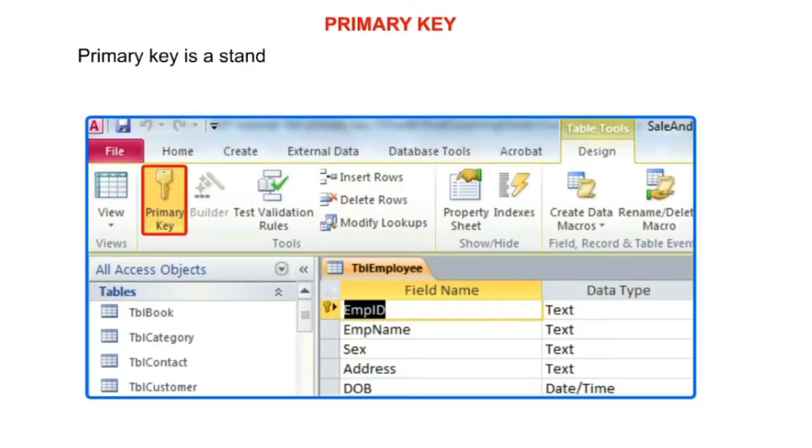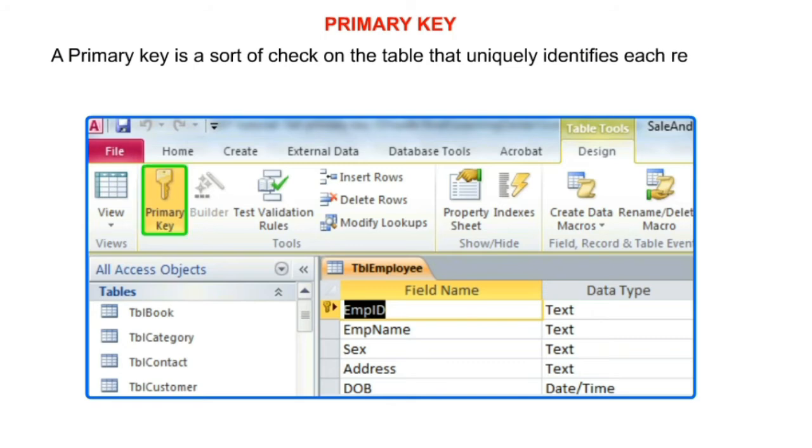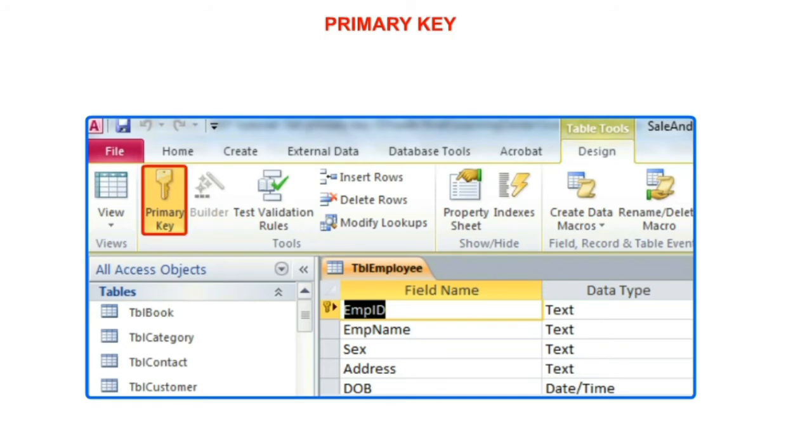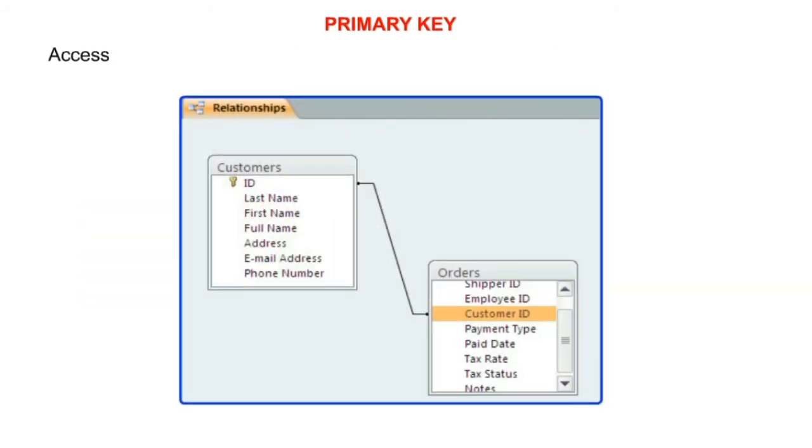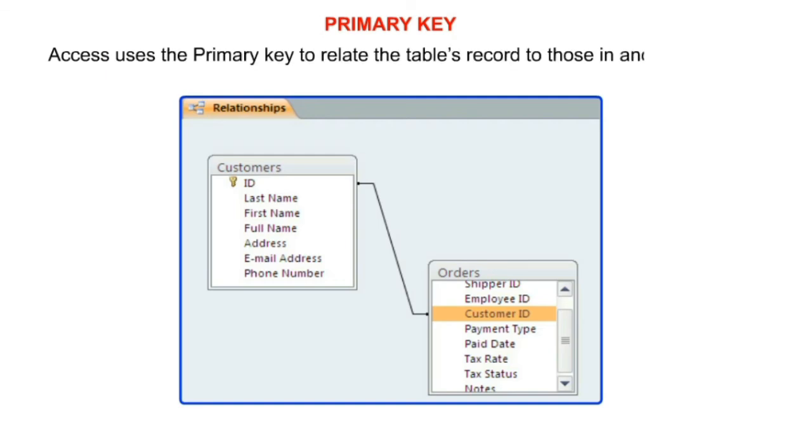Primary key. Primary key is a standard feature of every database management system. A primary key is a sort of check on the table that uniquely identifies each record in a table. A table can have only one primary key. The value in the primary key field is different for every record and thus helps in uniquely identifying the records. Access uses the primary key to relate the table's records to those in another table.